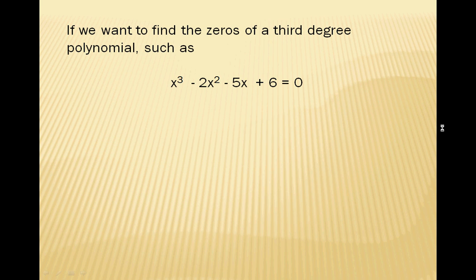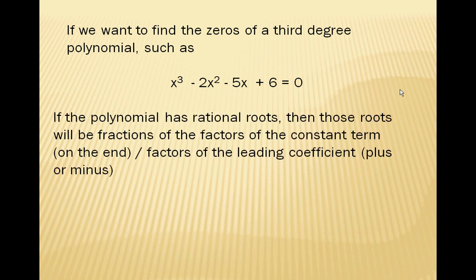If we want to find the zeros of a third-degree polynomial such as x cubed minus 2x squared minus 5x plus 6, we have to try to find out what binomial will go evenly into it, so we can start breaking it down. If it has rational roots, if it hits the x-line, then these roots will be fractions of the factors of the constant term divided by the factors of the leading coefficient.